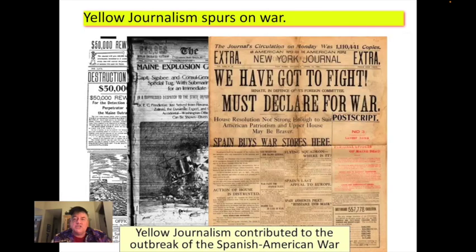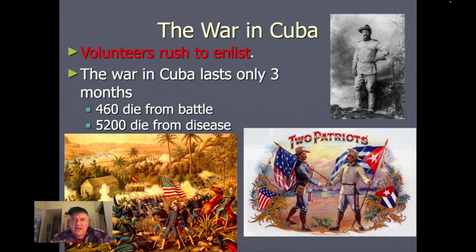Oh my gosh, we've got to fight, says the New York Journal. We must declare for war. And all these other newspapers saying the same thing. So McKinley says, oh, well, I gotta. I don't want to be called a chocolate eclair again. So he declares war. Well, he gets Congress to declare war. Teddy Roosevelt quits, and they go and they fight in Cuba. It lasts 3 months. That's it.